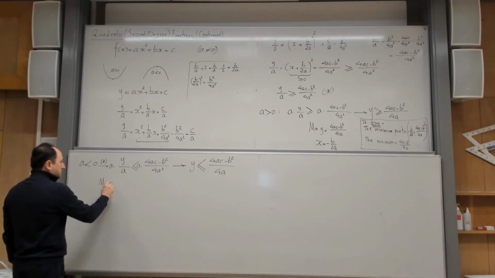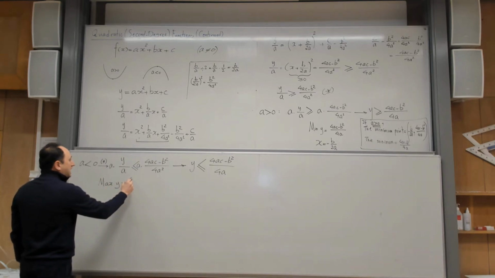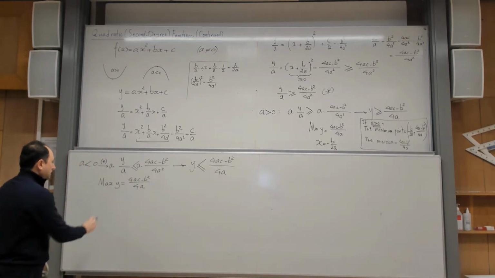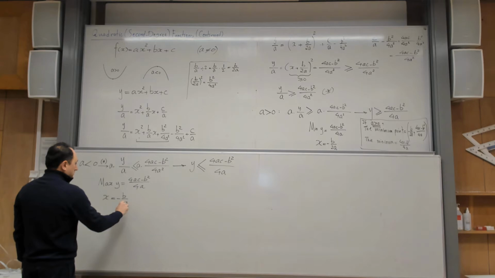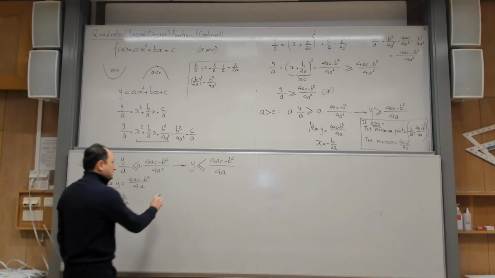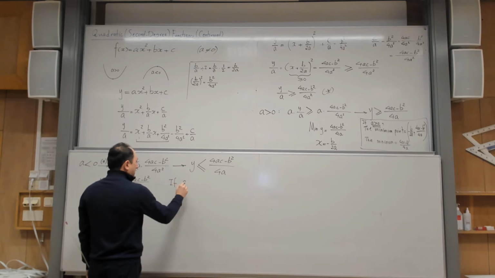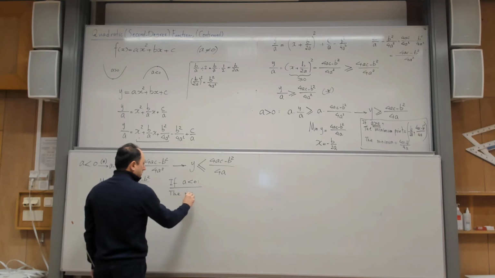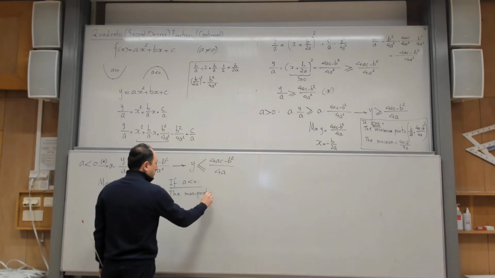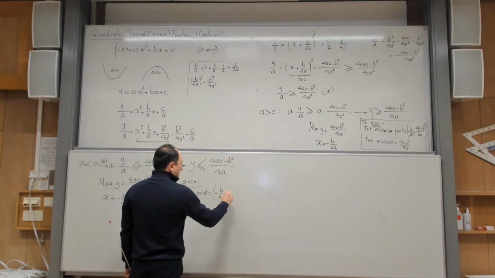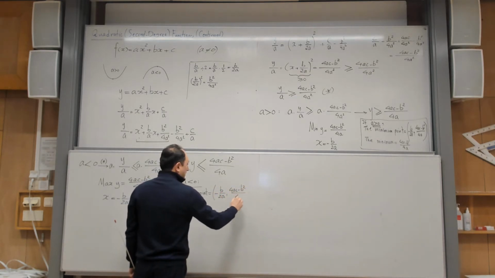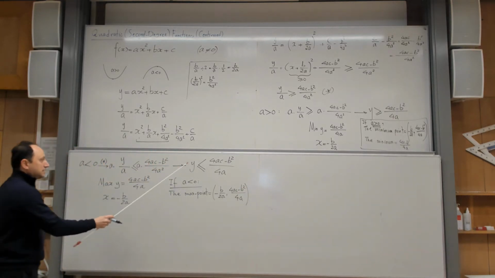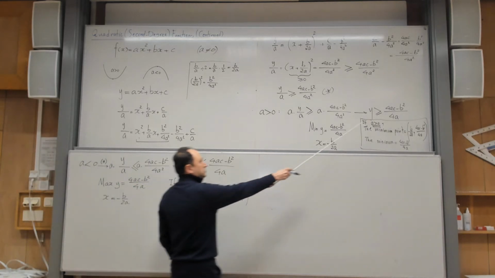In principle, y has a maximum, and the maximum of y has the same formula. It occurs exactly at the same number. Yes? So if I ask you, if a is negative, which point is the max point, it is the same formula. But the interpretation is different. When a is negative, I get this relation instead of that relation.